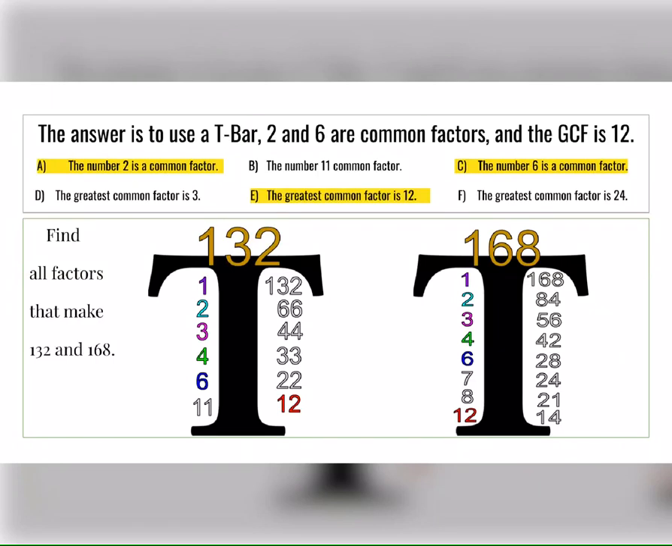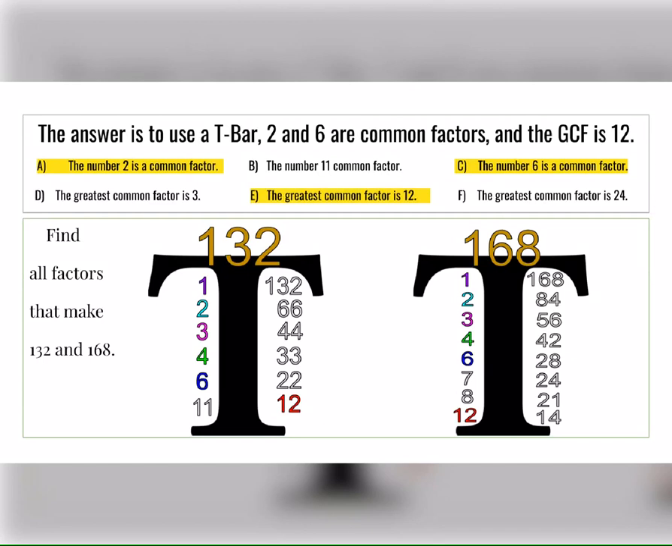If you answered that you should use a T-bar and the common factors are 2 and 6 with the greatest common factor being 12, you got the correct answer. Let's look and see why A, C, and E are the correct answers.